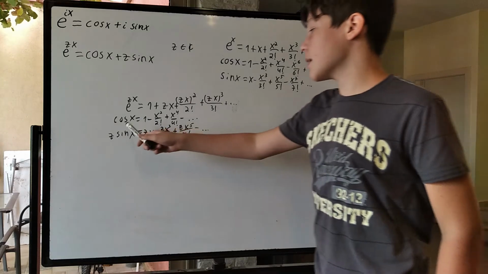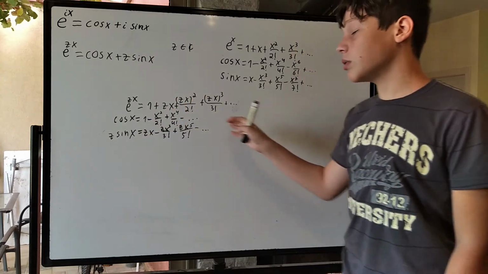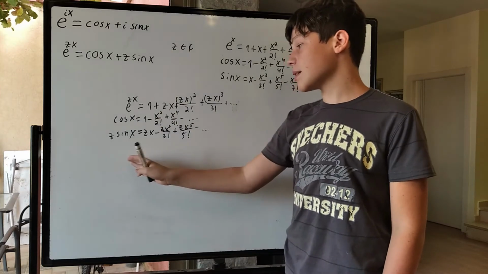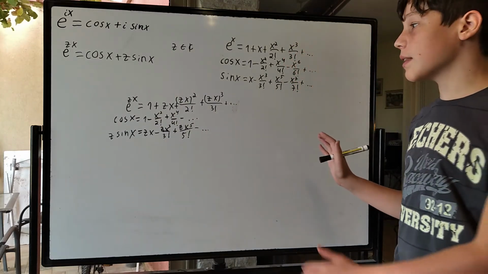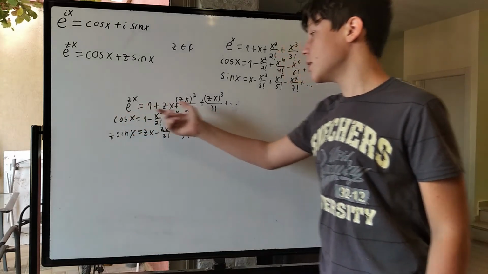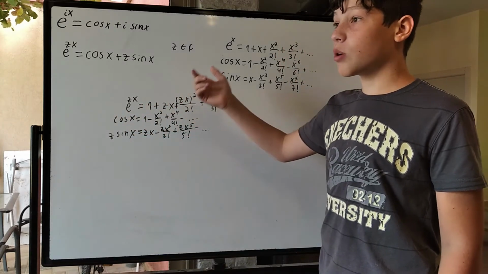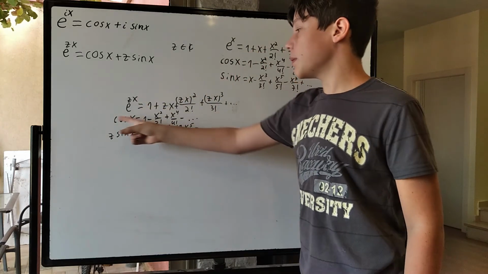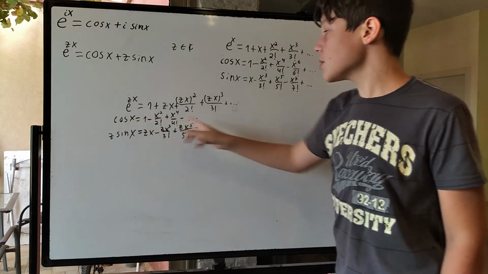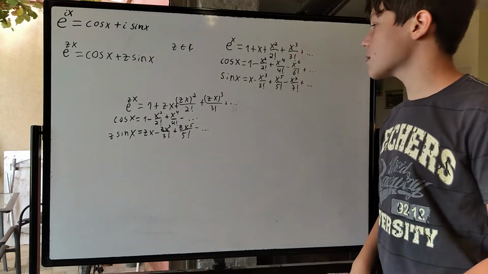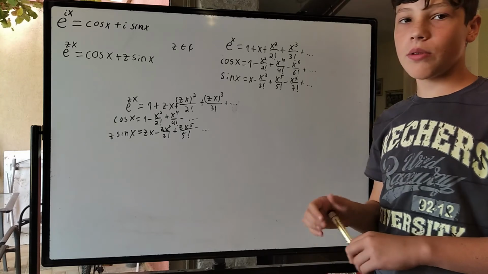Because cosine x only has the even powers, and sine x only has odd powers. So if we look at them separately, we will know that the coefficients of the even powers in e to the zx will be the same in cosine x, and similarly for z times sine x with the odd powers.